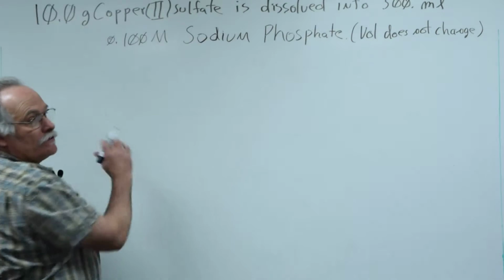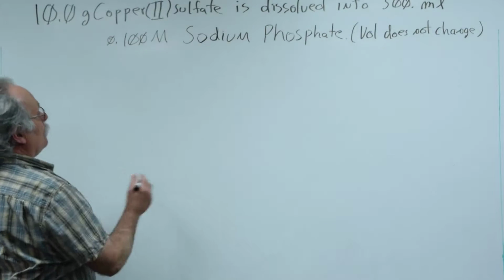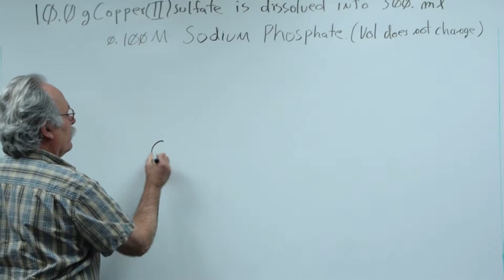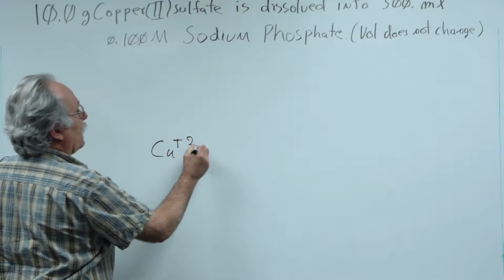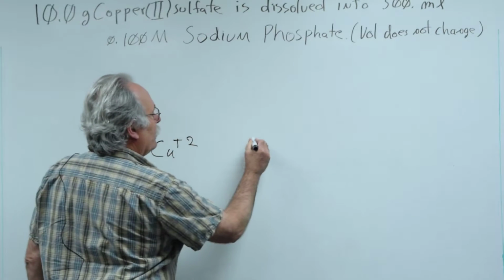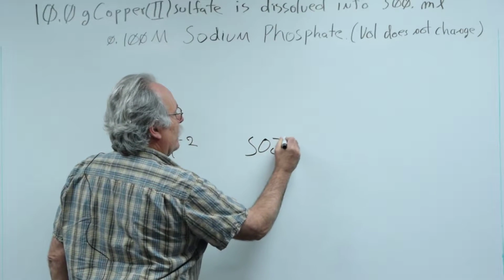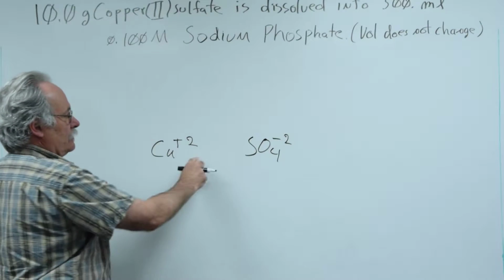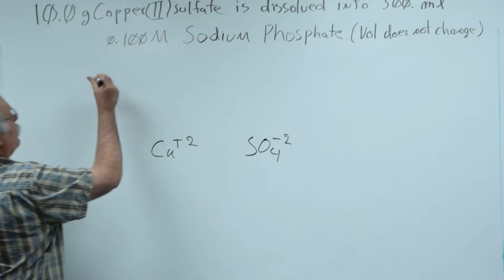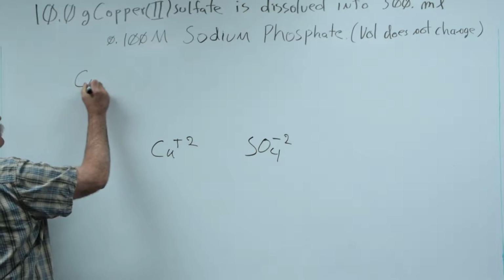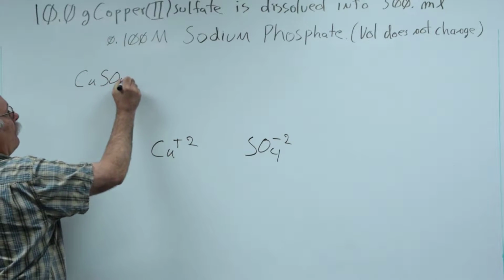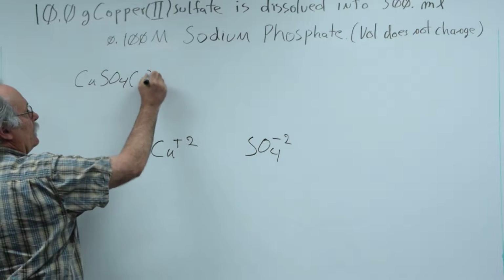So copper, and what is the formula? Copper(II) sulfate has a Cu2+ cation, and it has a sulfate SO4 2- anion. Since the charges are equal, the formula would be CuSO4. I'm going to put a parenthesis here.